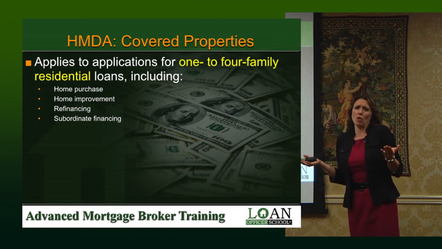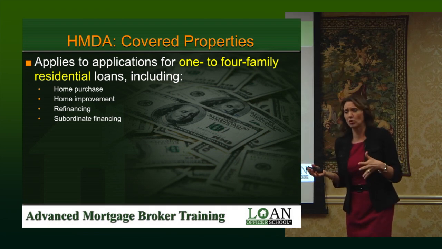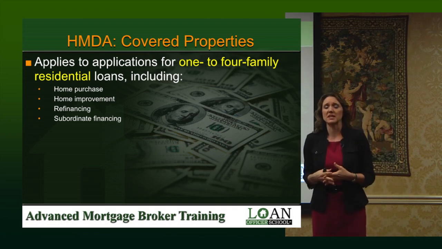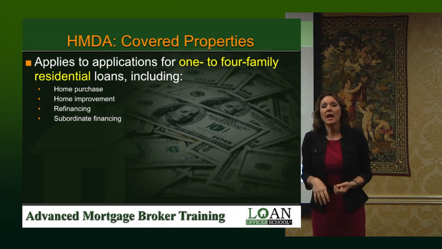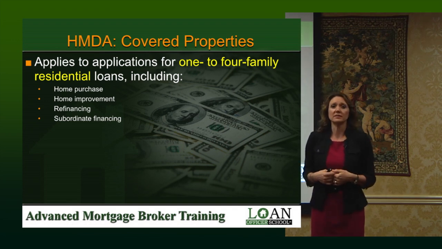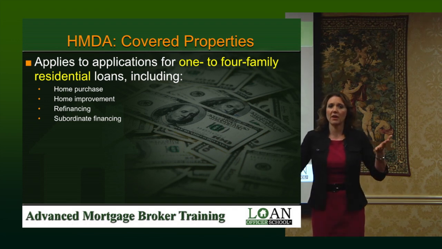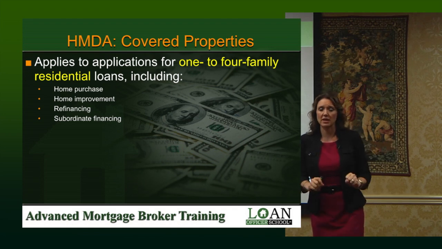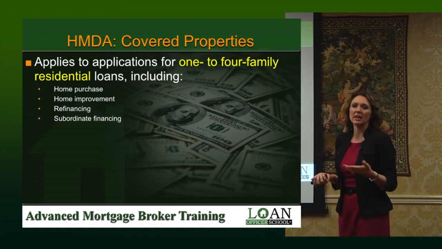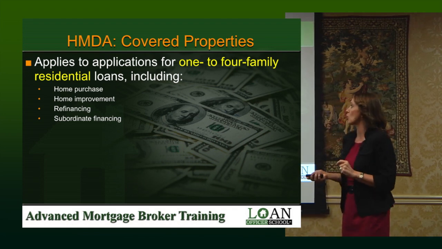What do you mean 1 to 4? Like 4 families can live in it? Well, sort of. A single family residence is considered a 1-unit property. A duplex is considered a 2-unit property. So 2 families could live in each side of that unit. And 4 units, of course, would be like a quadruplex or a fourplex, as they're often called.